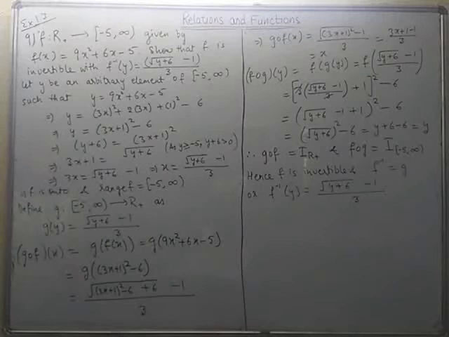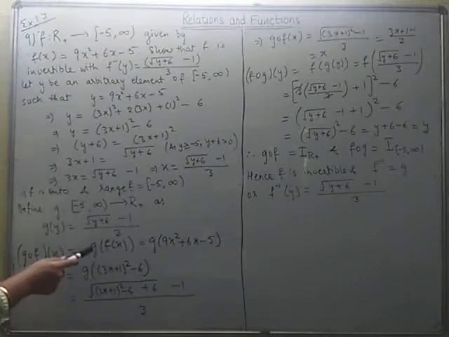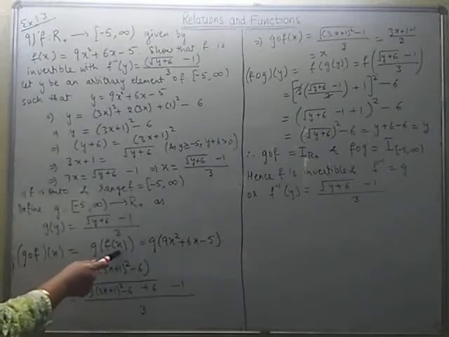Now quickly check the compositions of g and f, and f and g. So starting with the composition of g and f, the elements of the domain of f are x. So I am finding the composition of g and f. For these elements, we can write it as g of f of x.